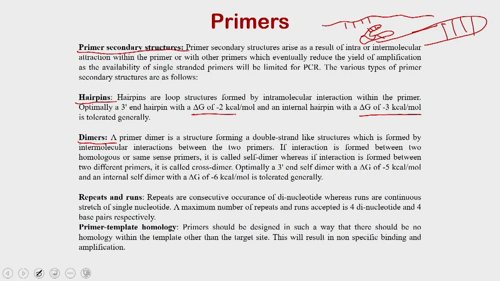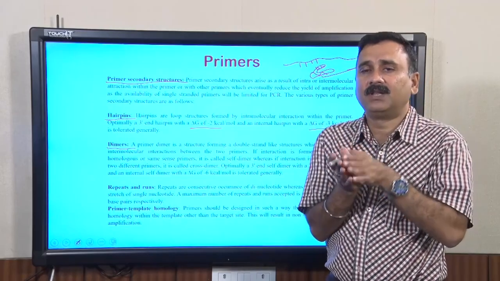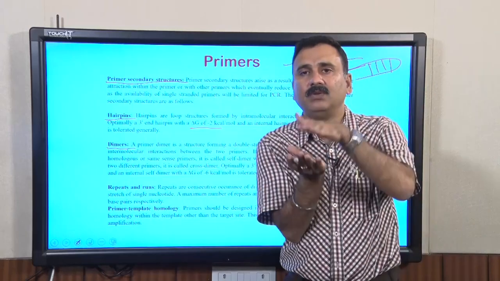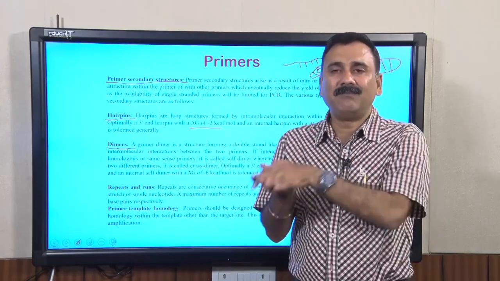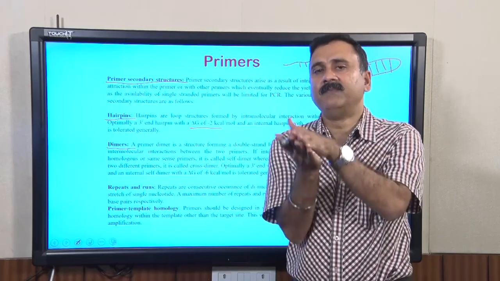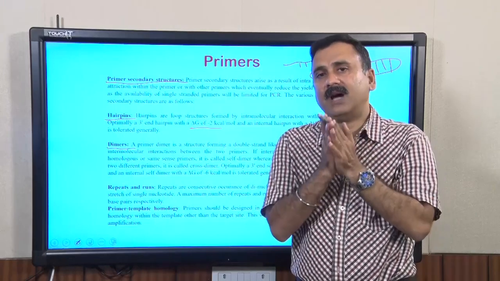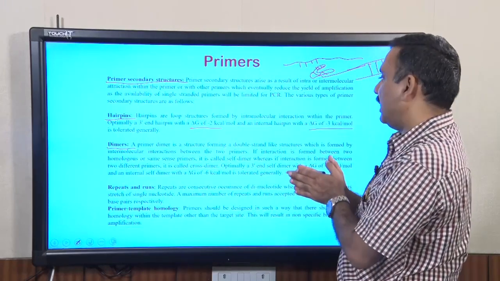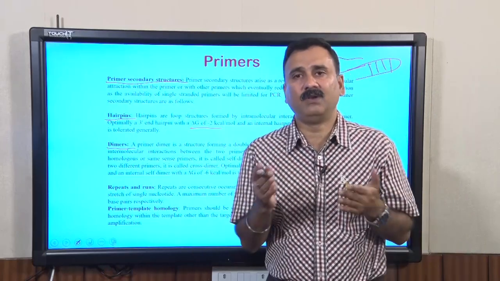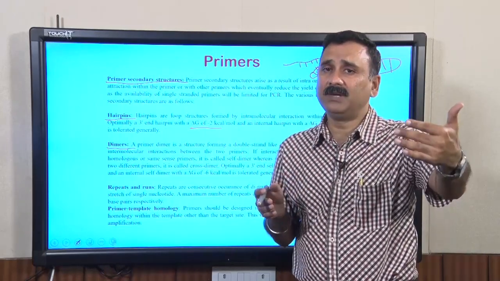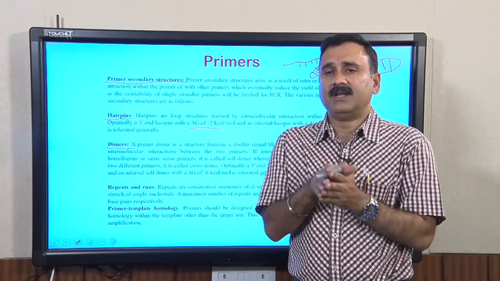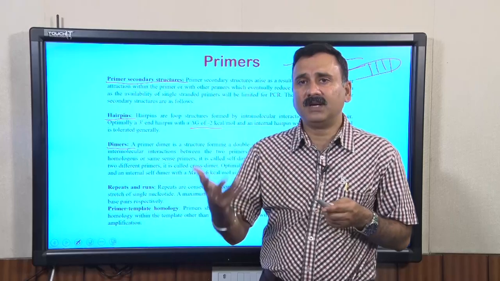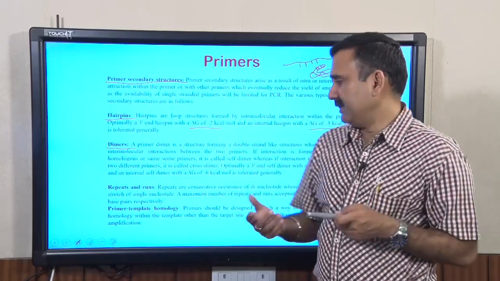You have the forward primer and the reverse primer, and both of these primers can have sequence complementarity to each other. Once you lower the temperature for annealing, instead of annealing to the template, they will anneal to each other, and that is how they are going to form dimers. These dimer structures are not good because, first of all, they will not allow the primers to go and bind to the template. The second is they are going to interfere with the DNA synthesis and disturb DNA polymerase mediated DNA synthesis.